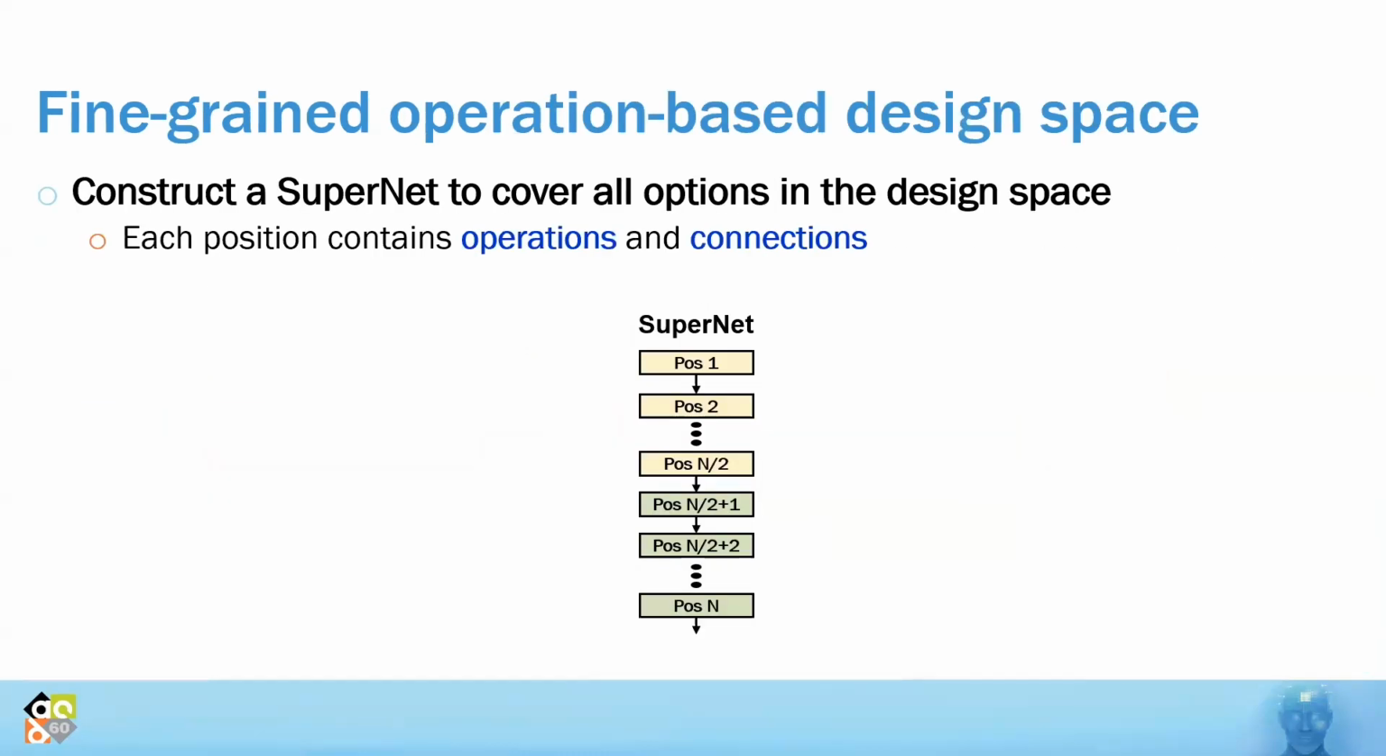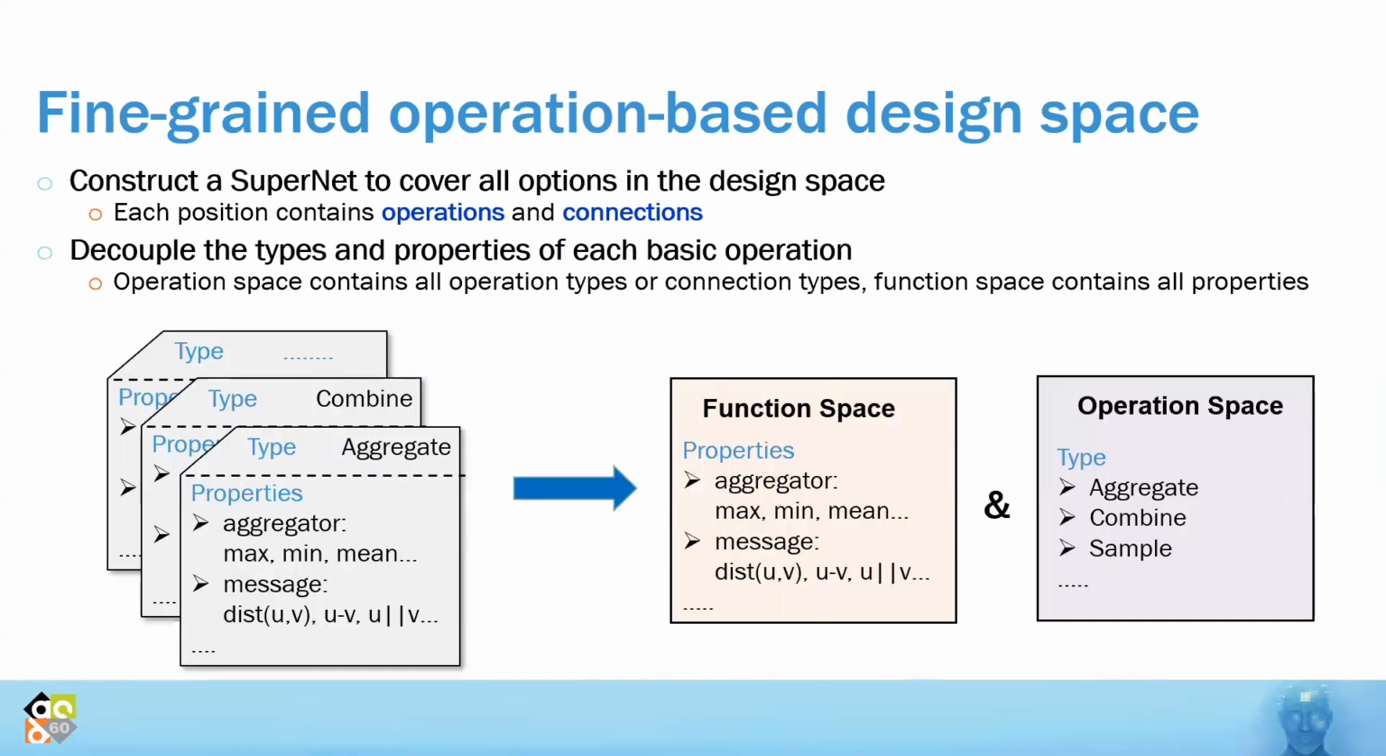To lift the restrictions of the traditional GNN design space, instead of presenting the number of GNN layers, HGNAS builds the design space upon positions for GNN operations to achieve more flexibility. Each position of the GNN supernet contains all basic operations such as sampling, aggregation, and possible connection methods such as identity or skip connection. In addition, HGNAS decouples the type and properties of each basic operation and constructs the function space and operation space respectively.